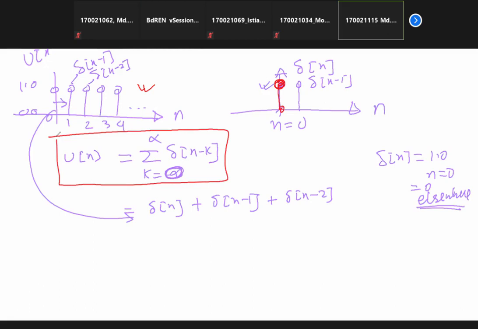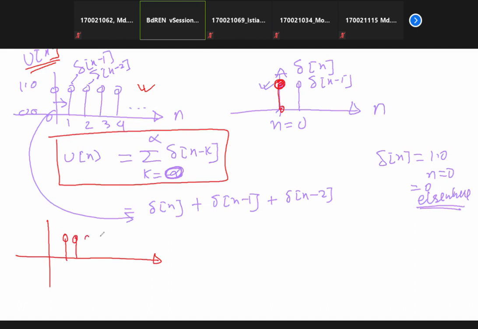Okay. Now let us go in the reverse way a bit. This is your u n. Now consider we are shifting this u n by one sample to the right. This is 0, this is n equal to 1, this is n. What is this? Is it not u n minus 1?